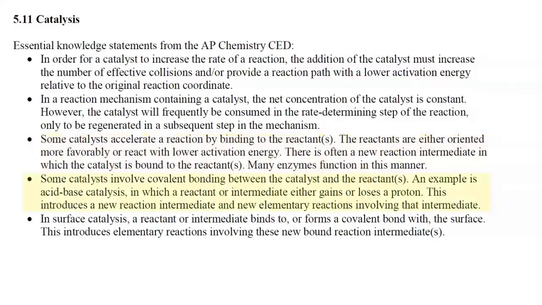Some catalysts involve covalent bonding between the catalyst and the reactants. An example is acid-base catalysis, in which a reactant or intermediate either gains or loses a proton. This introduces a new reaction intermediate and new elementary reactions involving that intermediate. In surface catalysis, a reactant or intermediate binds to or forms a covalent bond with the surface. This introduces elementary reactions involving these new bound reaction intermediates.